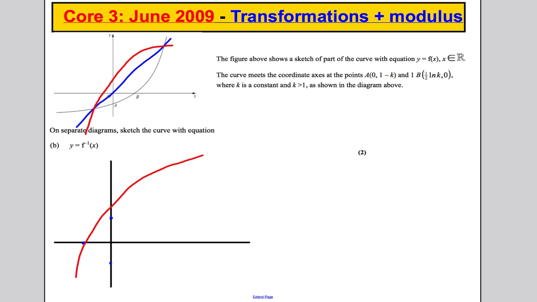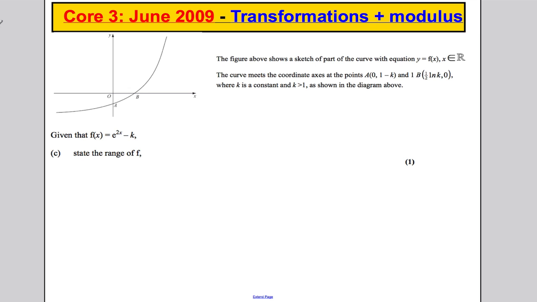This key point here would be (1 minus k, 0). That came from the A, and the B point here where it crosses, B previously, it crossed at (half ln k, 0). So this point here would be (0, half ln k), with the x and the y roles swapped.